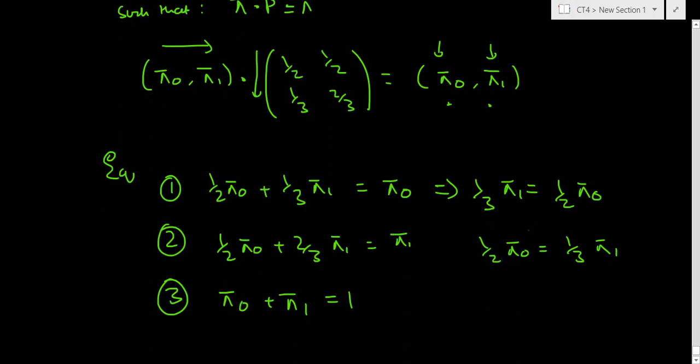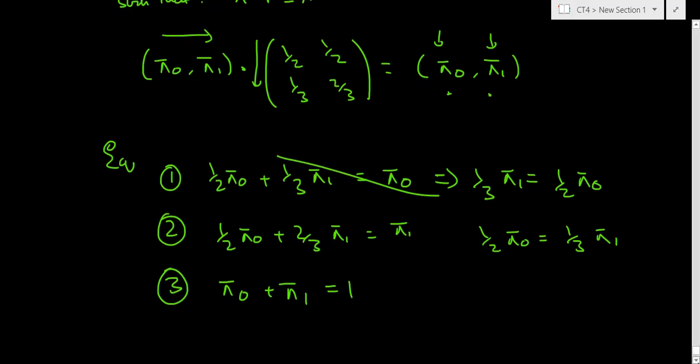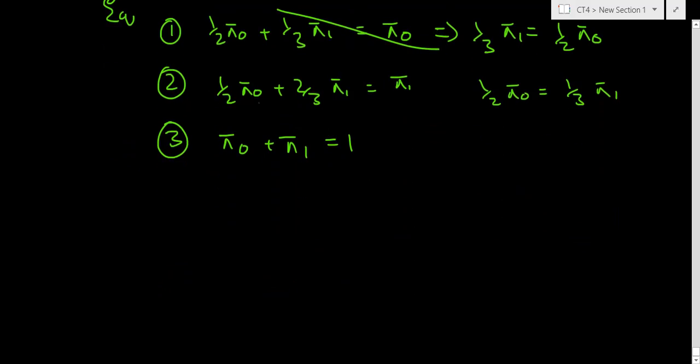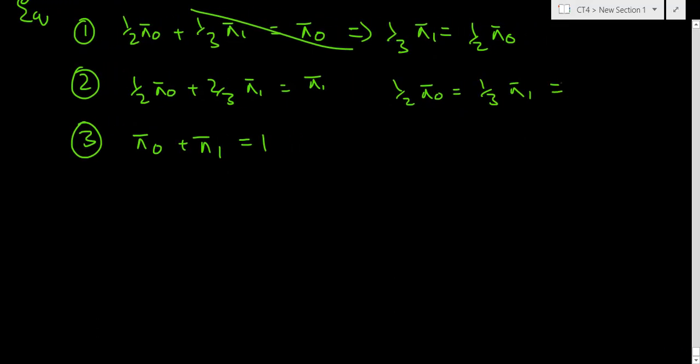Now I will eliminate one of the first two equations and take just one. Usually we eliminate the most complicated one, but here both of them are exactly the same. So let's just eliminate the first equation. Now I have to find the value of pi 0 and pi 1 based on the second and the third equation. From equation number 2, if I send this 1/2 to the other side, pi 0 is equal to 2/3 pi 1. That's something I know now.